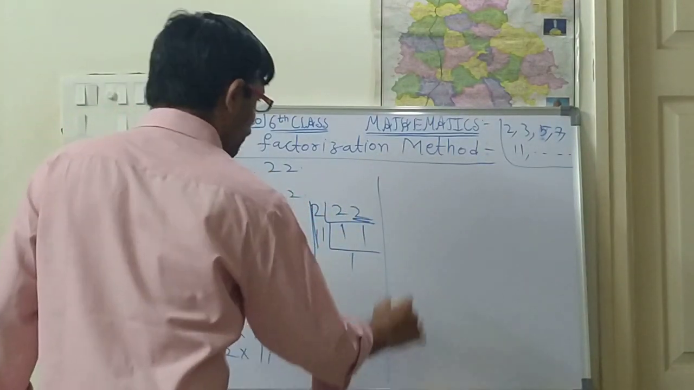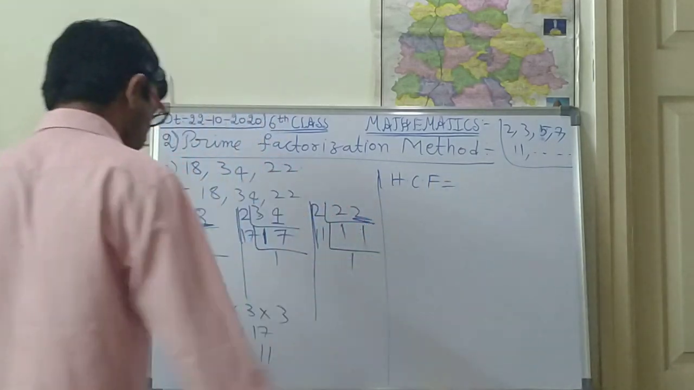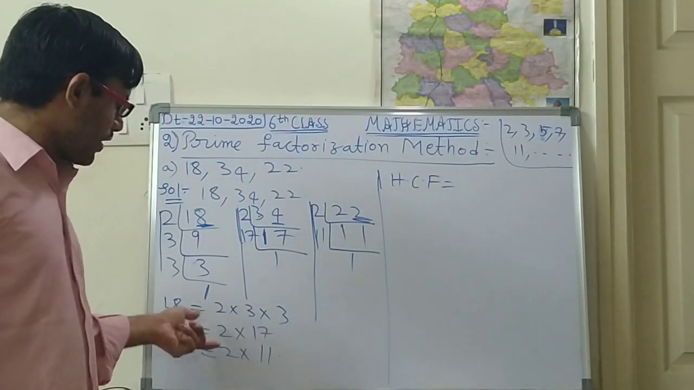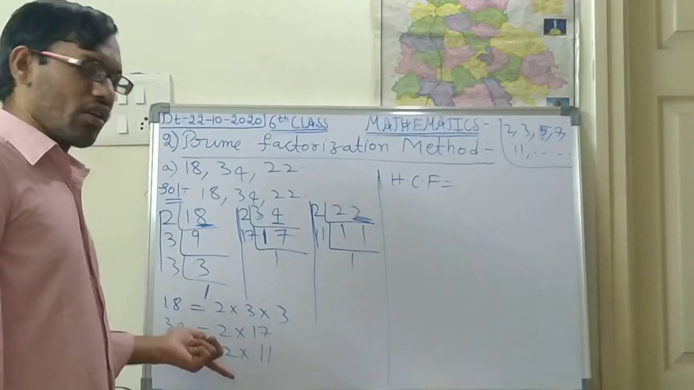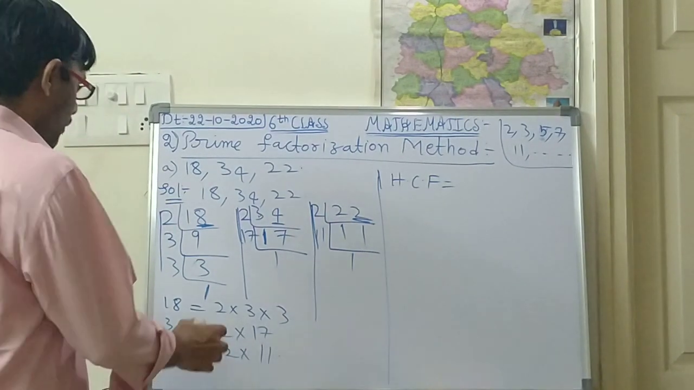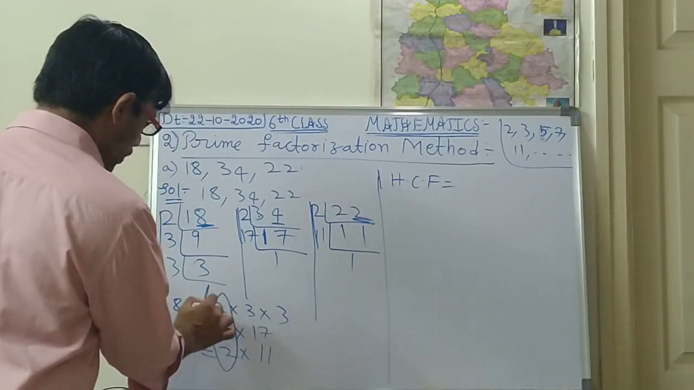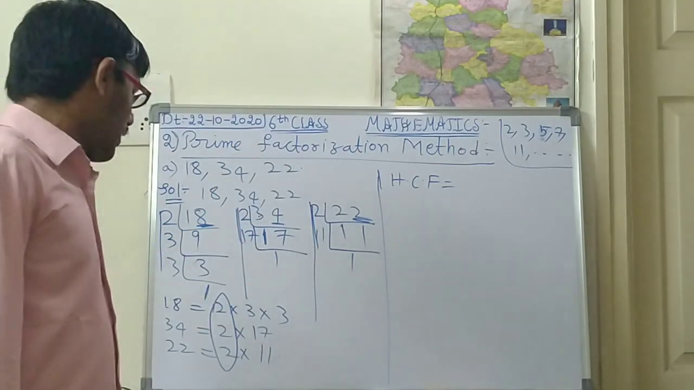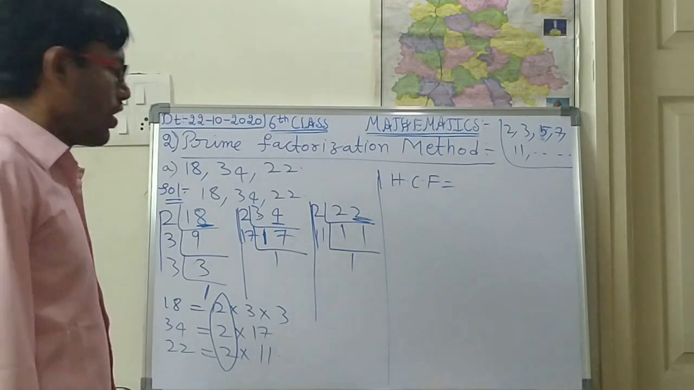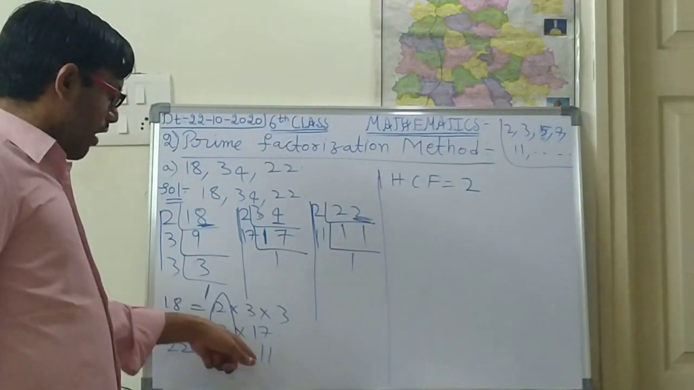Now what are we supposed to do? We are supposed to find the HCF. So how to find the HCF? From these three sets of factors, you should check whether any common factors are there or not. What is the common factor here? 2, 2, 2. So 2 is common. That means 2 is one of the factors. So writing 2.